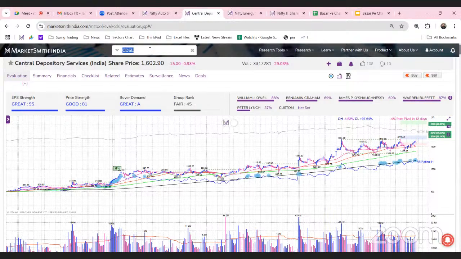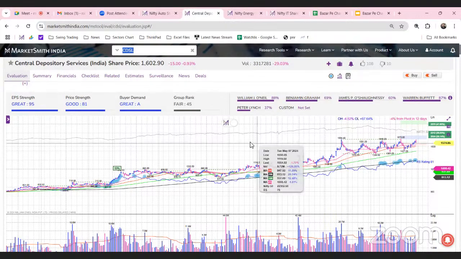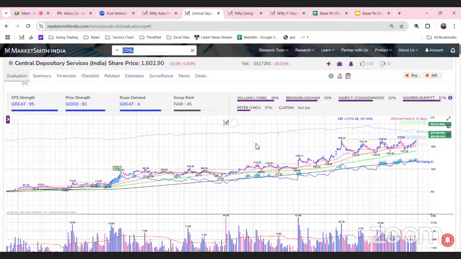If you ask me whether it will cross or not, it is quite difficult to comment that it will cross so easily. So let's see, just keep watching. If it crosses that level 1680, then maybe it will turn more bullish.